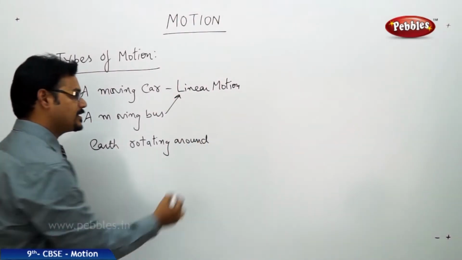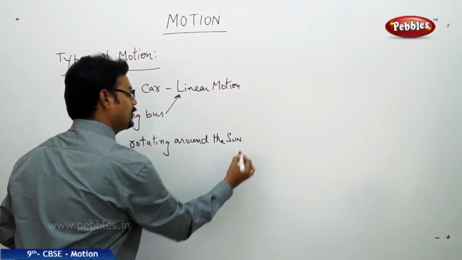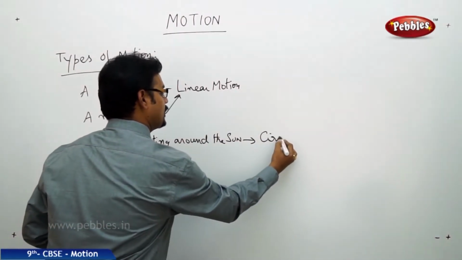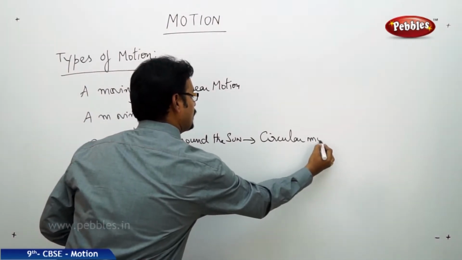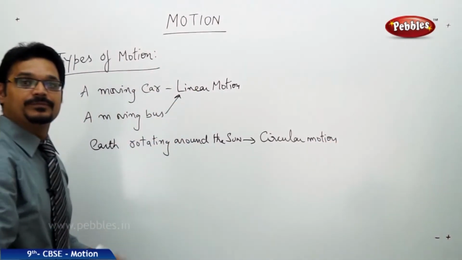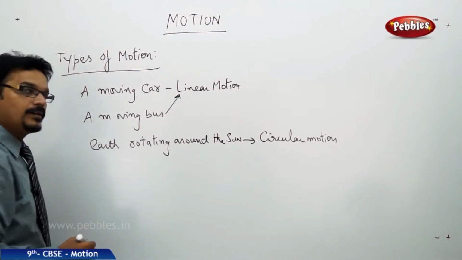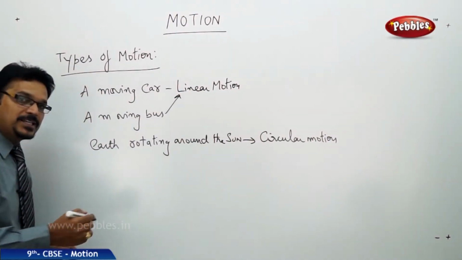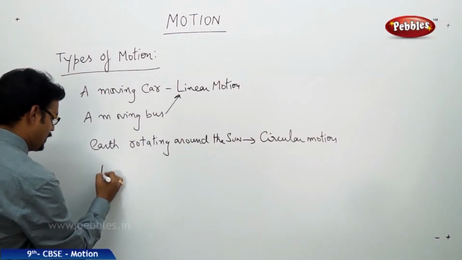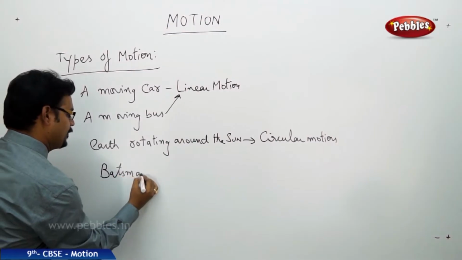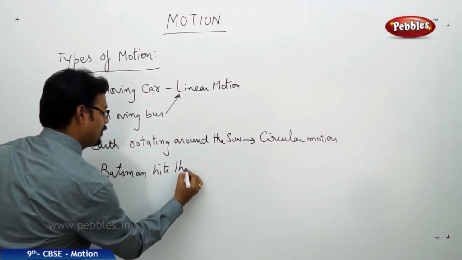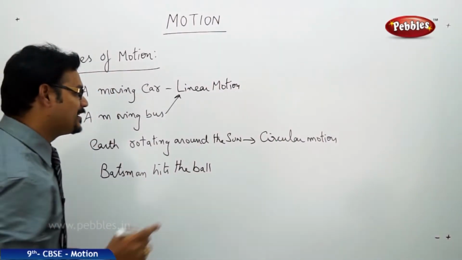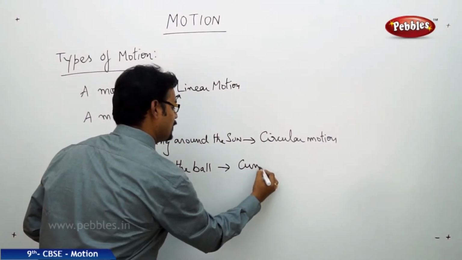Earth rotating around the sun, what type of motion? Yes, it is circular motion. Okay, you watch cricket many times. Yes, so then see, a batsman hits the ball. What type of motion of the ball? Yes, it is curved motion.